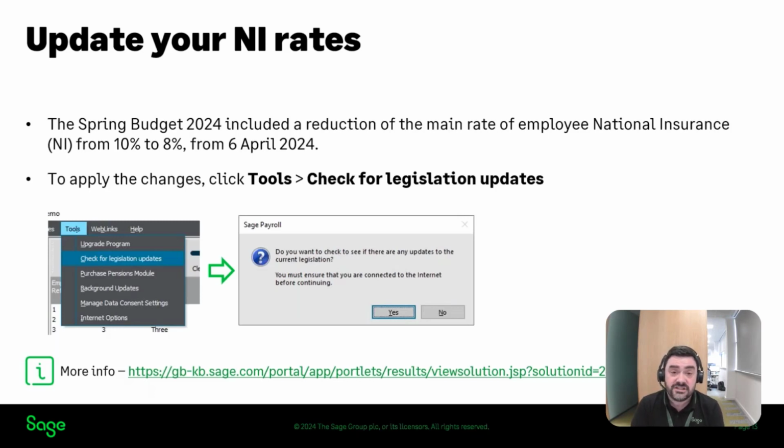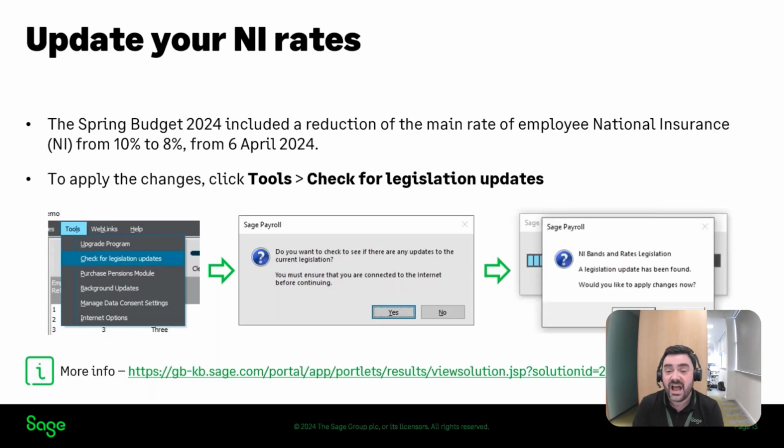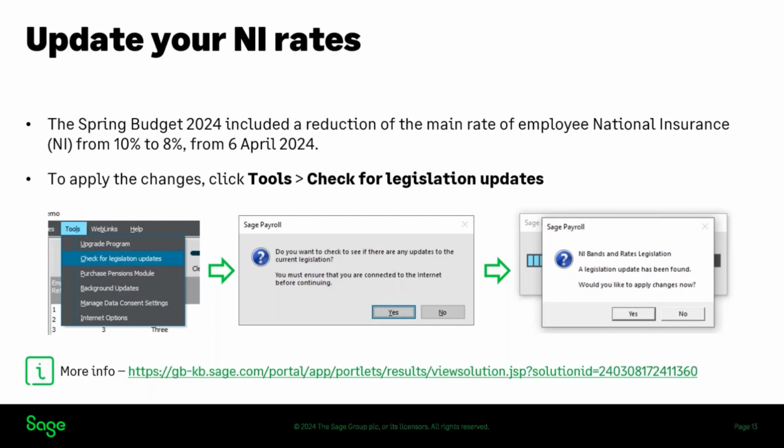You'll then confirm that you want to see if there are any updates available for current legislation. You click Yes to that message, and then it will retrieve the NI bans and rates legislation, and that will then be applied to the current payroll you logged into, and also to any other payrolls that use the same username and password that you're logged in as. So I want to show you this step because it is really important that you do this before you start any payrolls in the new tax year, and you can do it straight away. The legislation is date sensitive, so that new rate will only be effective from the 6th of April.